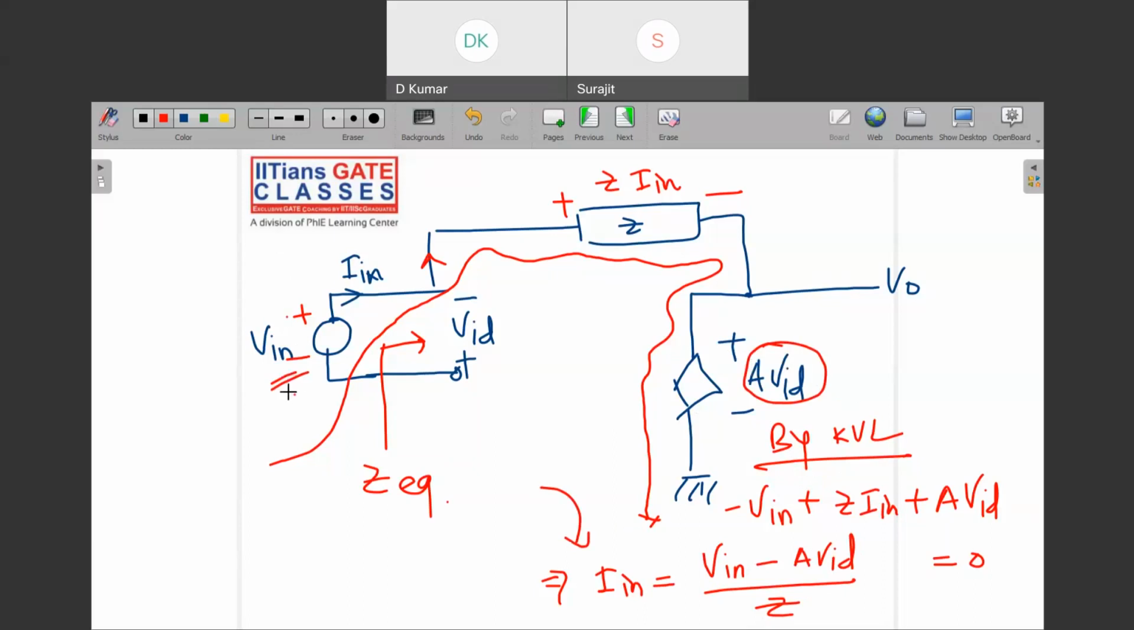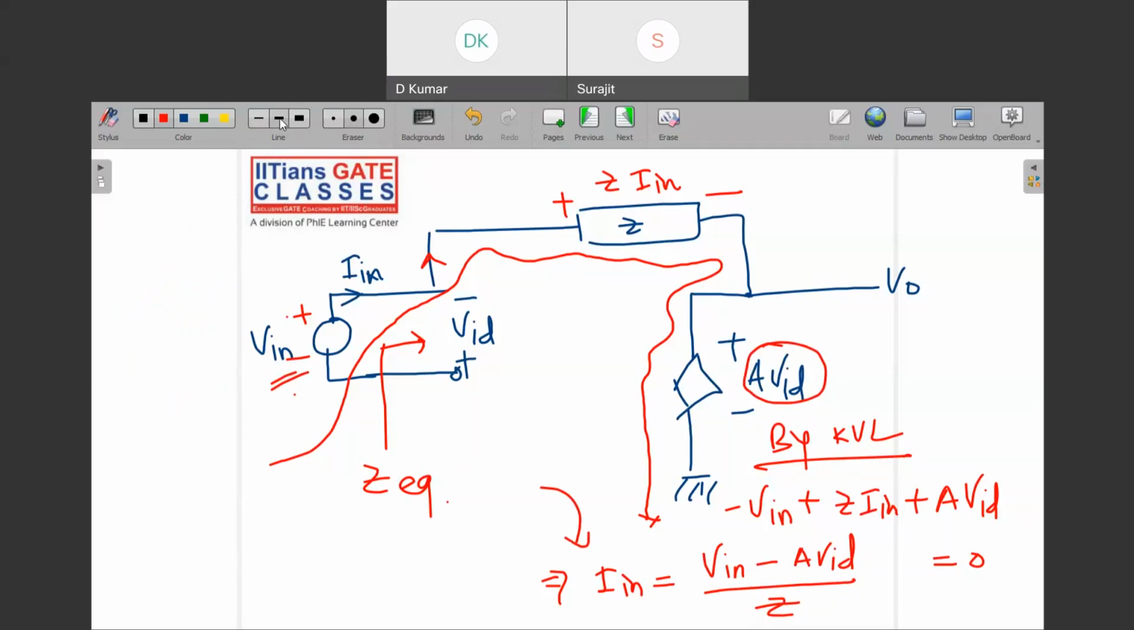In network theory, if two potentials are known across any element, suppose this is V1 and this is V2, right? So you have to determine the current. So current will be what? V1 minus V2 by Z. Okay. This is how we follow in network theory. So you have got I in.